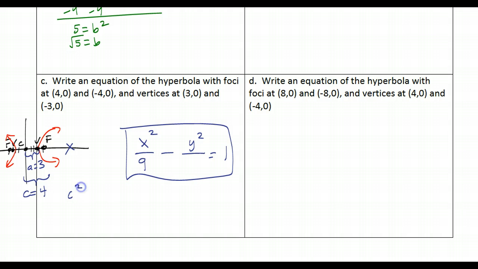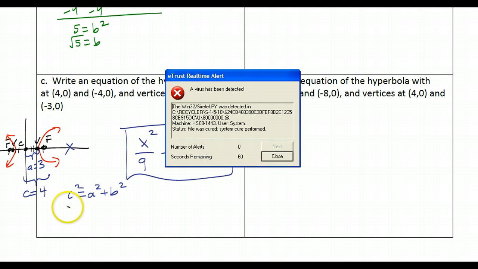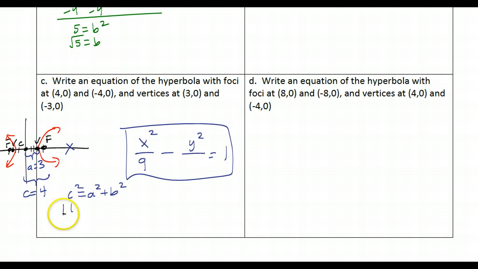Yay. Okay, so c is 4. 4 squared is 16. a is 3. a squared is 9 then. I'm solving. b squared is equal to 7. Okay, so b squared is equal to 7. Let's plug it in. There I go. These ones are a little easier.